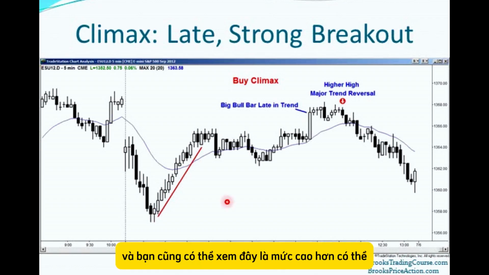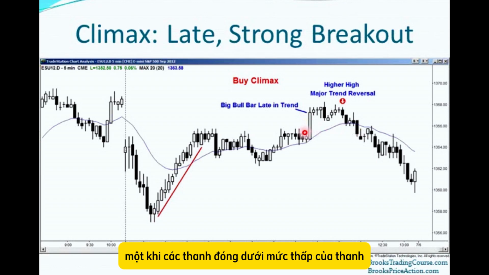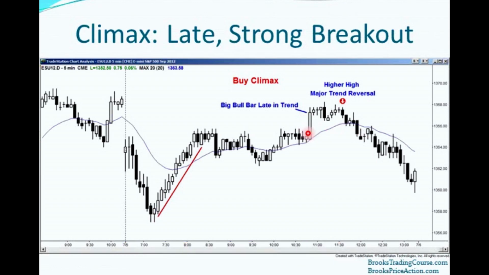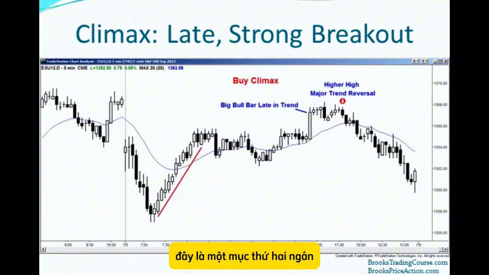And you can also look at this as a possible higher high major trend reversal. We have a bull trend, a trading range. It broke the trend line. It broke below the moving average. And we have a resumption of the trend and a second attempt to reverse the trend. So this big bull trend bar late in the trend ended up being an exhaustive buy climax. It became an exhaustion gap once bars closed below the low of the bar before the trend bar, and it was also a higher high major trend reversal. Here's a second entry short.